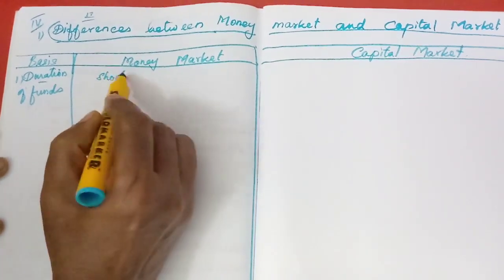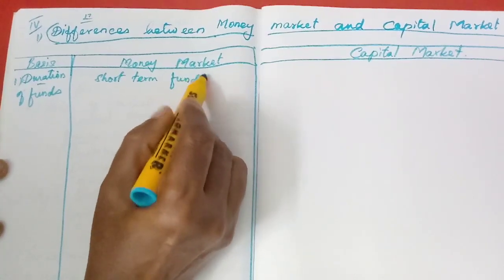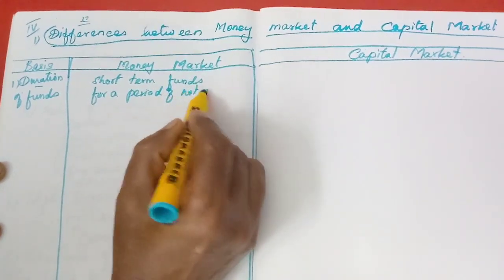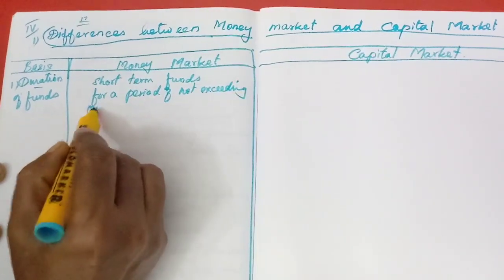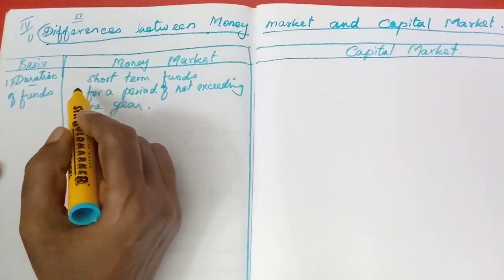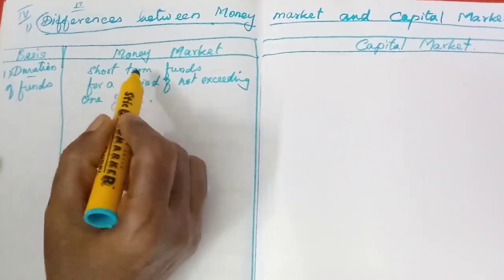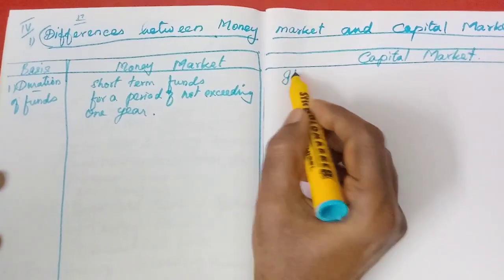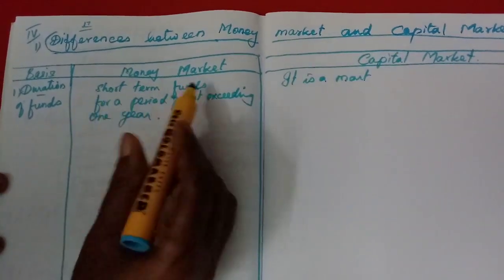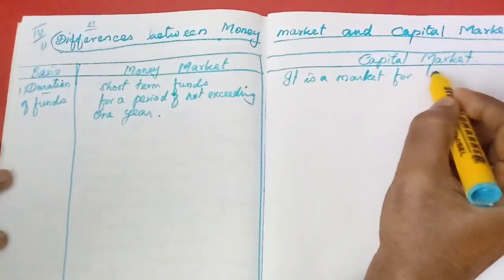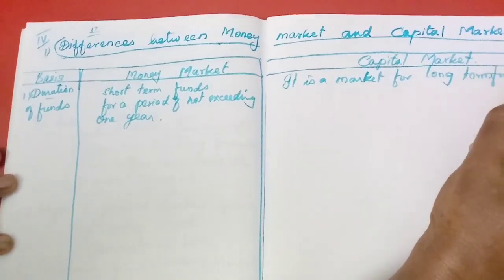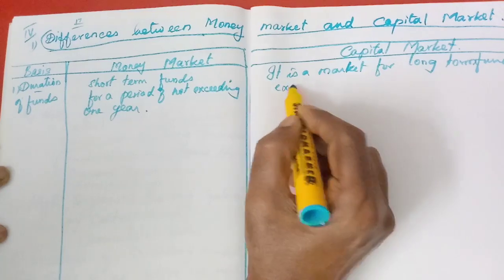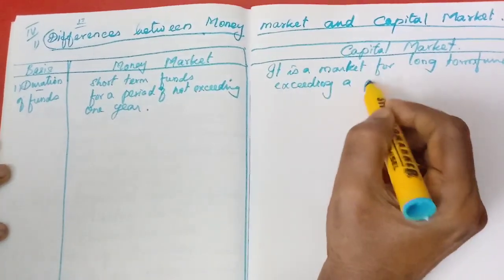Money market is a market for short term funds for a period of not exceeding 1 year. What is the opposite? Capital market is a market for long term funds, exceeding a period of 1 year.